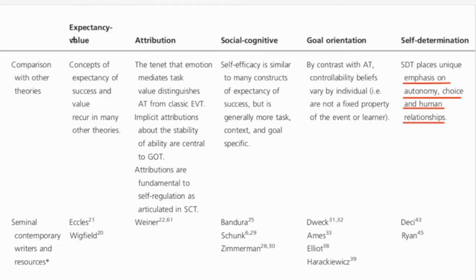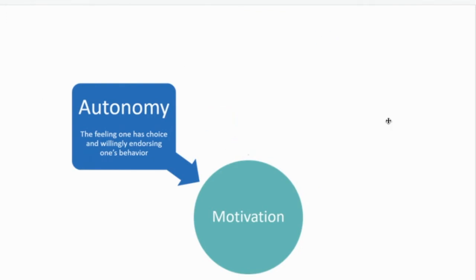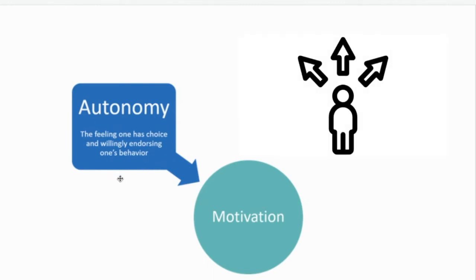So when we go back to our different theories of motivation, we see this theory right here that's called self-determination theory. It's worth noting that self-determination theory places a very unique emphasis on human autonomy, choice, and human relationships. So let's take a closer look at each of these three components of motivation. So the truth is that one key way to support autonomy is to give students choice. For example, instead of assigning students to a specific book to read, teachers can allow students to select from a reading list.